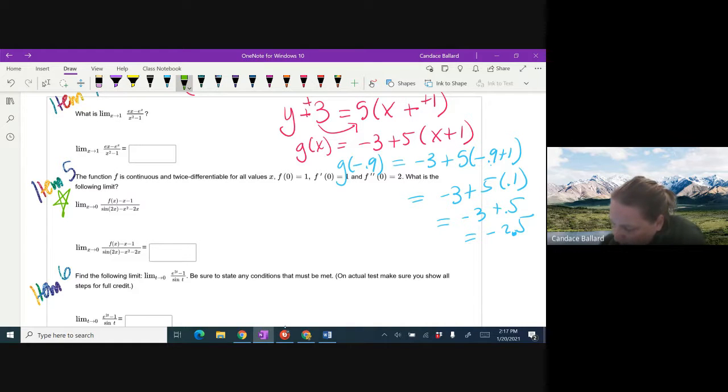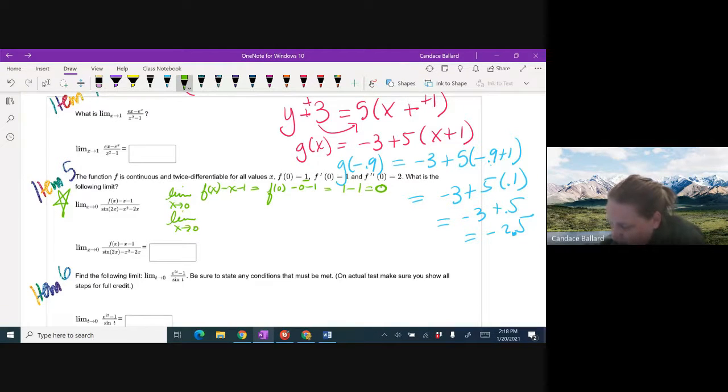So I have the limit as x approaches 0 of f of x minus 1. So I have f of 0 minus 1. Okay, they told me here that f of 0 is 1. So I get 1 minus 1, which is 0. So I've proven that the numerator is 0.